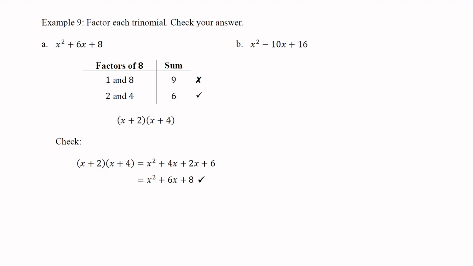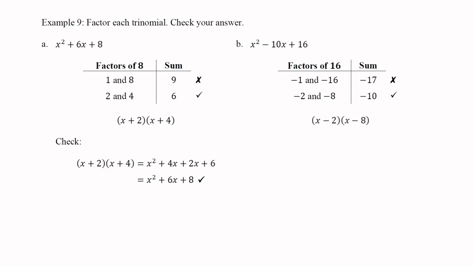In B here, we have two numbers that are going to multiply to give us 16 and add to give us negative 10. We know both numbers have to be negative because we are multiplying to a positive, but we're adding to a negative number. So we start with negative 1 and negative 16. That's going to give us negative 17. That does not work. Negative 2 and negative 8 give us negative 10, and that does work. So we can factor it into x minus 2 times x minus 8. And we can again check this by multiplying the binomials together to see if we return to our original trinomial.